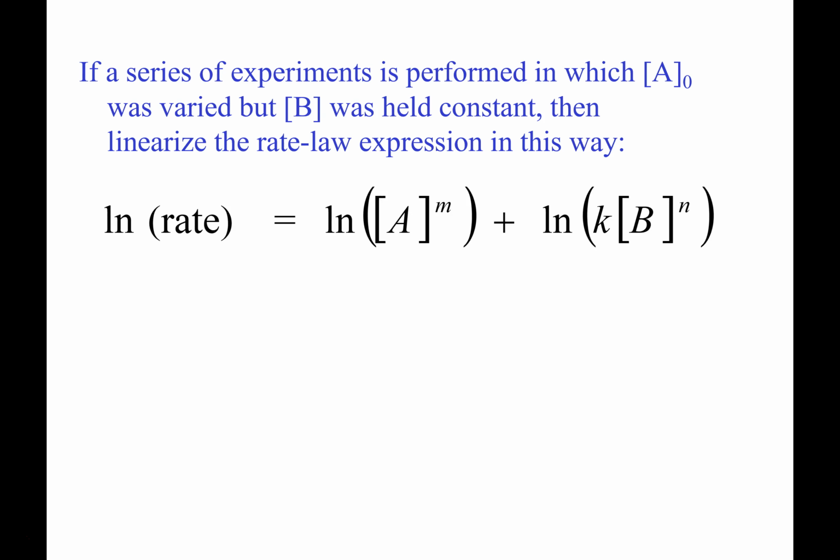All I did between the previous line and this one was to break out the natural log of the product of A raised to the m, k, and B raised to the n. Here's why I'm putting the molar quantity of B with k: in this series of reactions, I'm going to hold B constant. Guess what else is constant? k. That's why I grouped it that way.